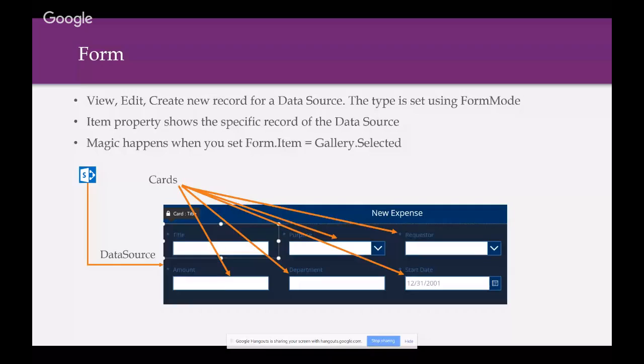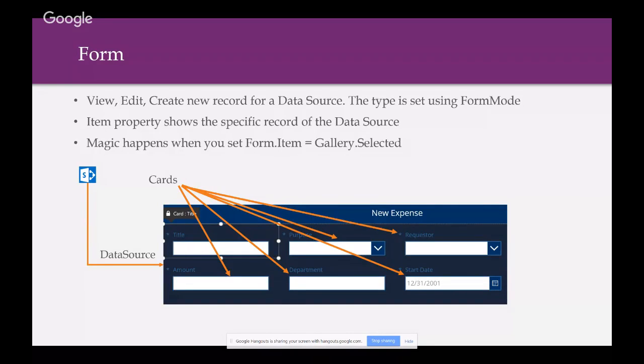Okay. So the form is more of the heavyweight. Well, heavyweight as in it's more powerful. You can view a record, you can edit a record, you can create a record. You can configure the mode of the form by just setting a property called form mode. You can also bind a specific item to that form to say, hey, in the view mode, what is the item that you're viewing? And we'll see that in a minute. Item is another key property that you would have to use with a form. That's right. Yeah. And this whole bunch of magic happens when you just say form.item equal to gallery.selected.